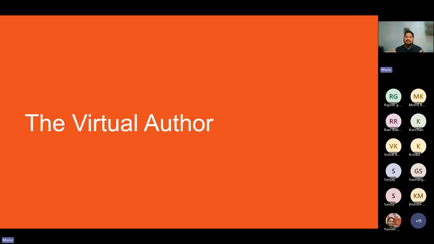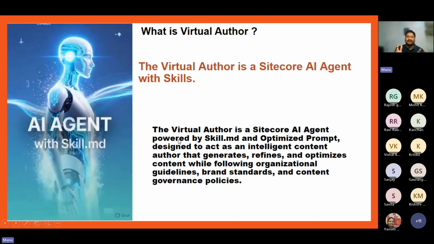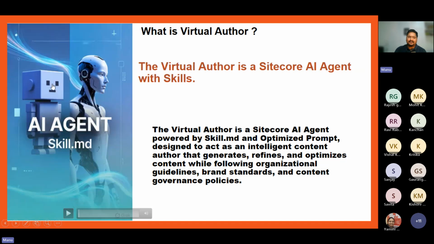Okay, so now let's come to virtual author. I know the sound is not there, but if you can see in the video, it's showing one small robot and one human-like robot, right? So that's what I call a virtual author, because this small one is what we are getting from Sitecore. Sitecore is giving us an AI agent. It's kind of, you can say, a child. So we have to train it to use for our purpose, our business-driven purpose.